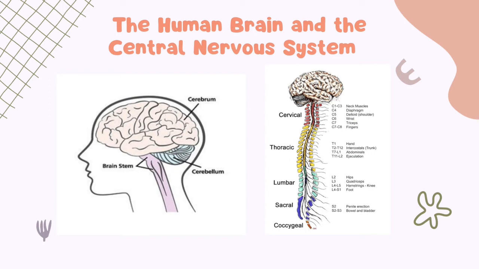Again, the central nervous system consists of the human brain as well as the spinal cord. The human brain is a complex organ responsible for controlling our thoughts, memories, emotion, sense of touch, motor skills, vision, temperature, hunger, breathing, and every process that regulates our body. It is the central processing unit of our body.